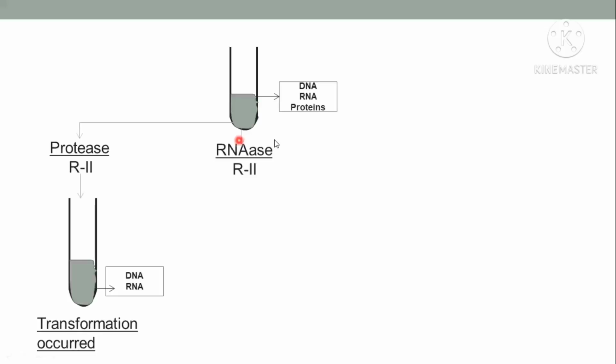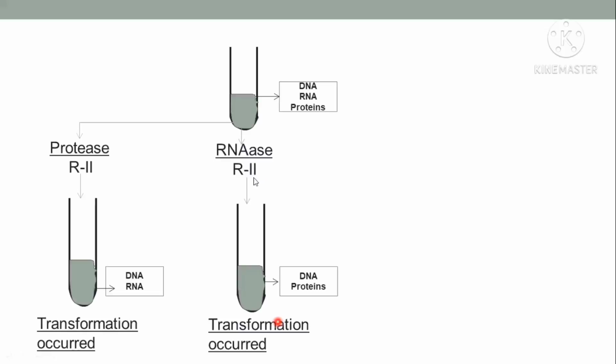And then they took the DNA, RNA and protein mixture and added RNase. Guys, RNase destroys RNA. So now as RNase has destroyed RNA, we only have protein and DNA. And then they added live R2 and found that conversion is again taking place. As conversion of live R2 to live S3 is happening even in the absence of RNA, RNA cannot be the transforming factor, right?